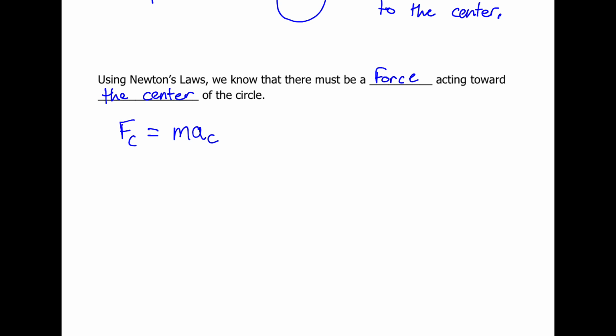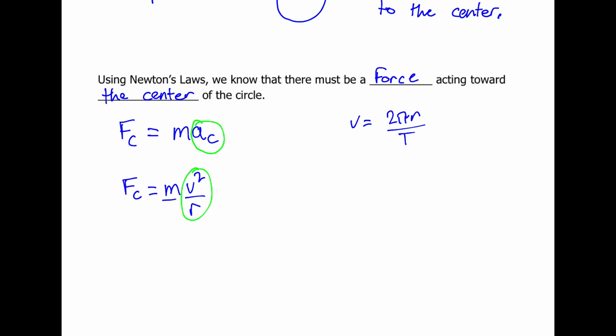So we know these two things. Velocity is equal to 2 pi r over t. And I know the acceleration is v squared over r. So the force Fc is equal to m v squared over r. Makes sense, because ac is just this. They're the same. That's it.